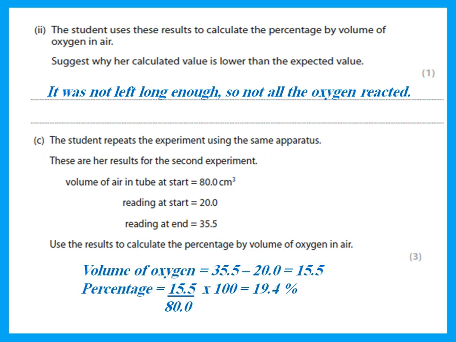The difference is the amount of oxygen. So the difference is the amount of oxygen. The percentage would be that amount over the total amount of air times 100.